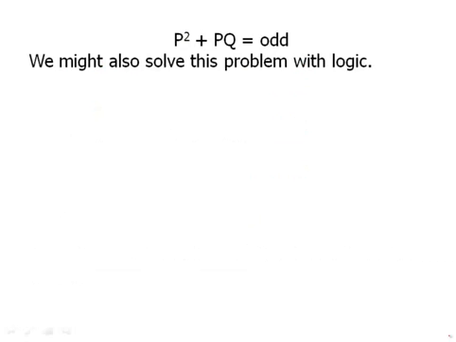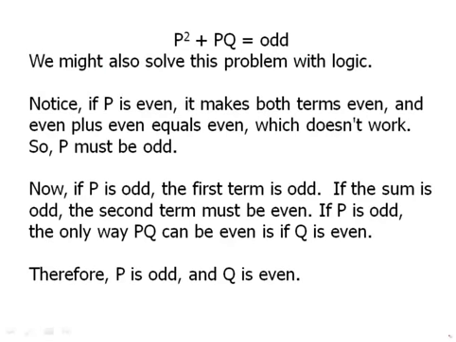We might also solve this problem using logic. Think about it this way. Notice if p is even, it automatically makes both terms even. And then we get even plus even, which equals even, and that doesn't work. There's no way we can get an odd number from even plus even. So therefore, p has to be odd. Now if p is odd, the first term is definitely odd. If the sum is odd, the second term must be even. If p is odd, the only way p times q can be even is if q is an even number. Therefore, p is odd and q is even. So that's a way to solve it with logic.